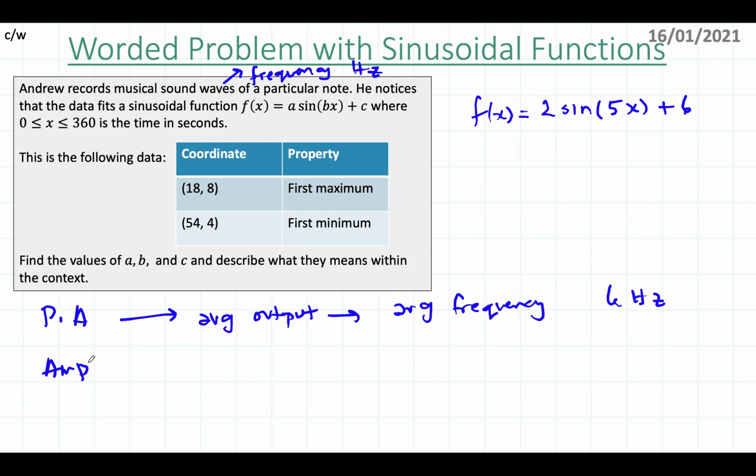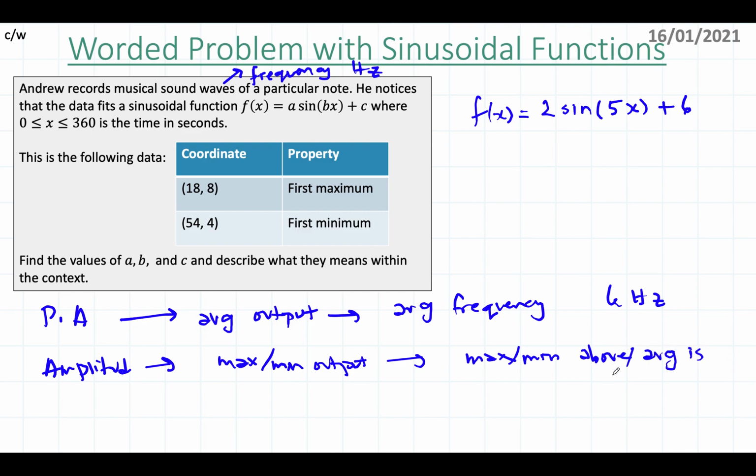The amplitude tells you where the maximum and minimum happen, so the maximum and minimum output. For this question, the highest it would reach is the maximum above the average, and the lowest is the minimum below the average. So just taking the amplitude, which is 2, it is 2 hertz. So the highest or the lowest it would go above or below the average is 2 hertz. Not saying that the maximum is 2, because we know that the maximum is 8 and the minimum is 4.